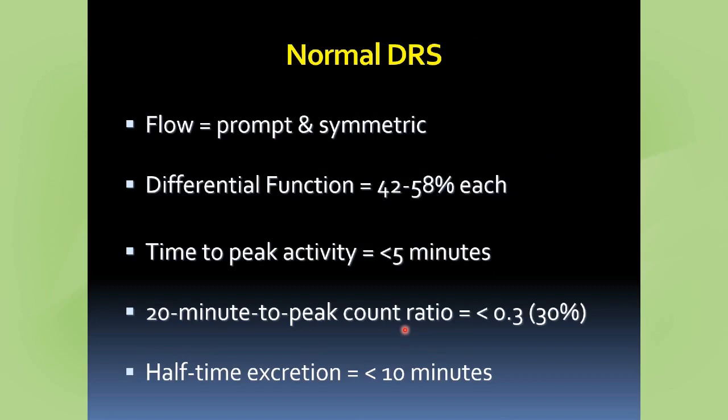So in review, a normal diuretic renal scintigraphy, you should have prompt and symmetric flow, differential function at least between 42 and 58%. The sweet spot is 45 to 55%. Time to peak activity, 5 minutes or less. This 20-minute to peak count ratio should be less than 0.3 or less than 30%. And then your half-time excretion should be less than 10. But again, new literature is saying you can take that out to 15 minutes and you'll be fine. And I completely agree with that. I never had a case that was at T1/2 of like 12 or 13 that ever went on to show functional decline at follow-up.